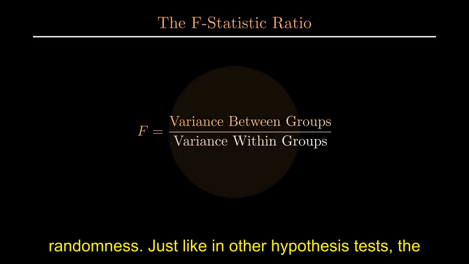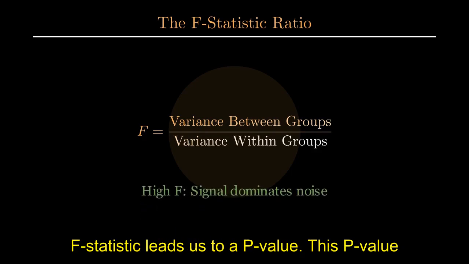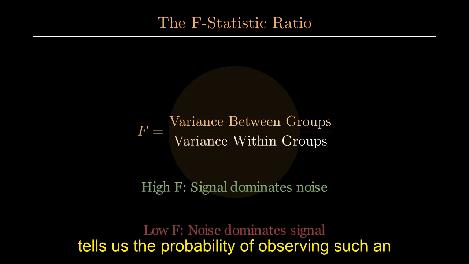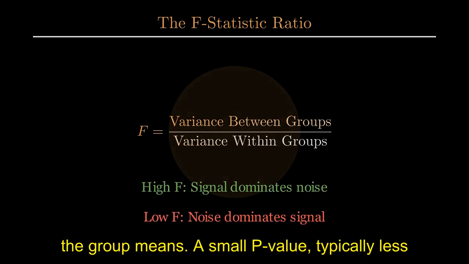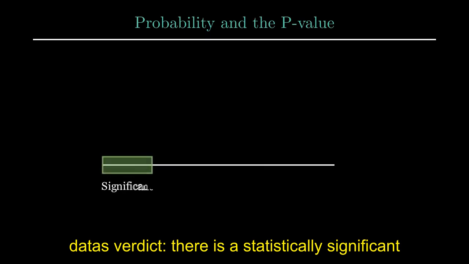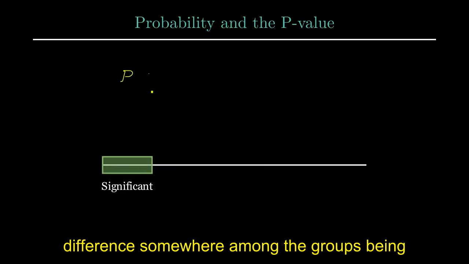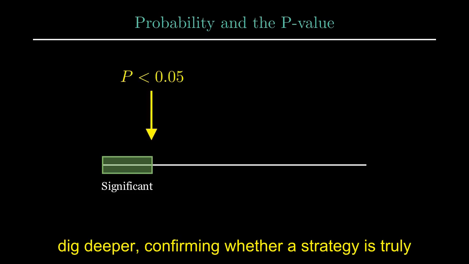Just like in other hypothesis tests, the F-statistic leads us to a p-value. This p-value tells us the probability of observing such an F-statistic if there were no real difference between the group means. A small p-value, typically less than 0.05, signals that our observed differences are highly unlikely to be due to chance alone. It's the data's verdict. There is a statistically significant difference somewhere among the groups being compared. This is the green light for analysts to dig deeper, confirming whether a strategy is truly effective.